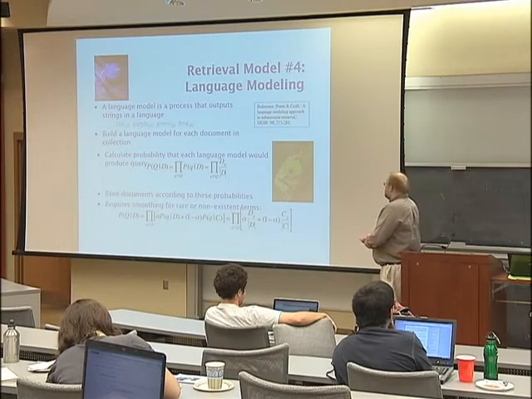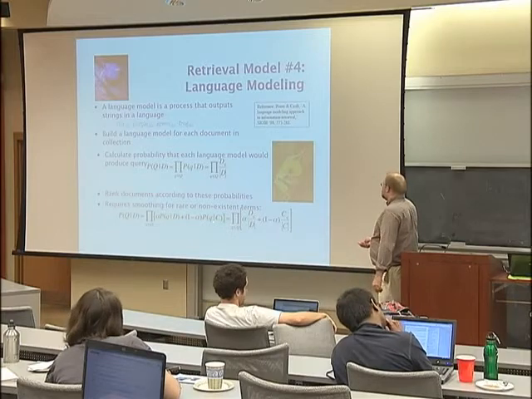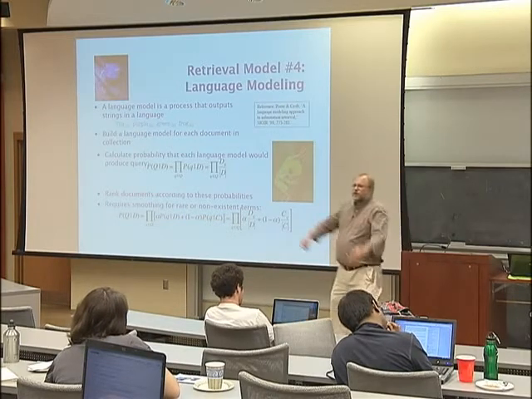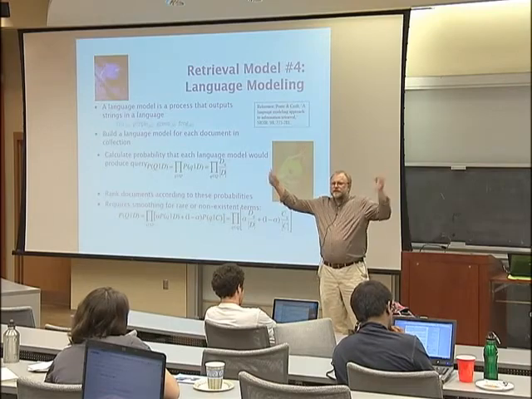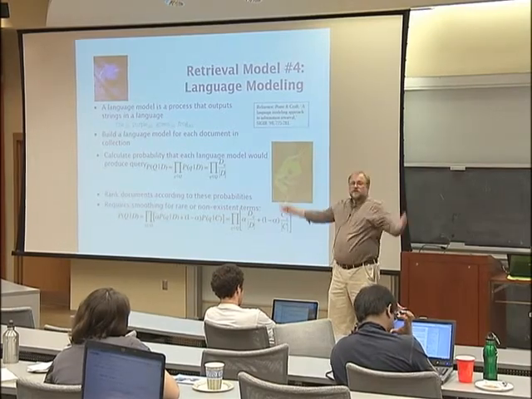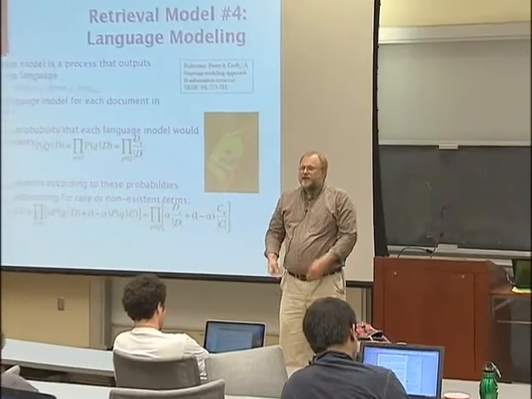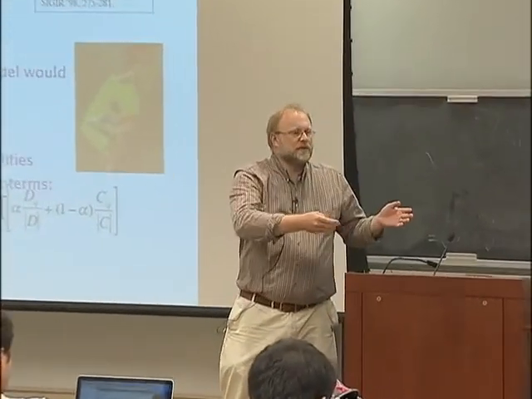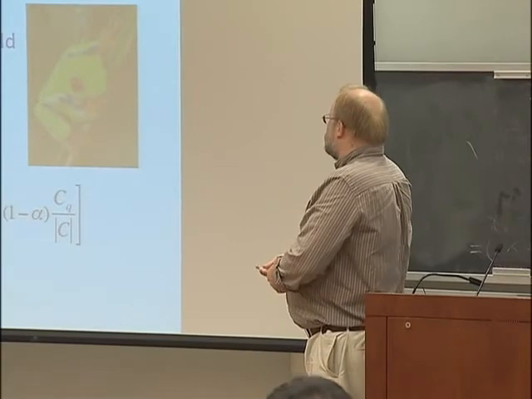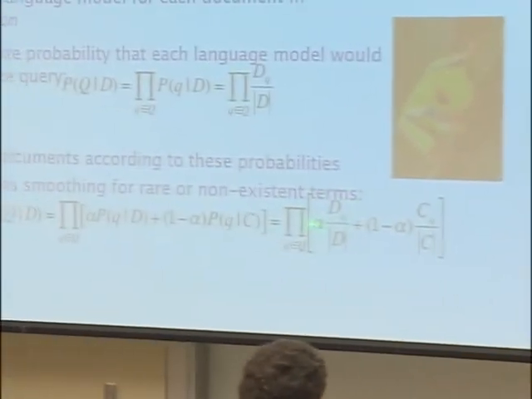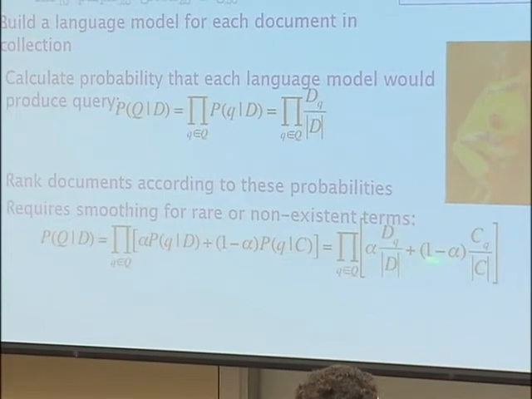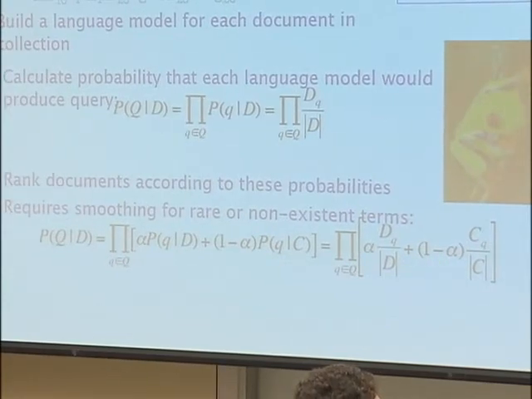So what people do is they smooth by taking an entire collection. So if you take your whole collection and you look at the probability that a language model based on the whole collection would generate the query, and you combine that with the probability that the document itself would generate the query. And basically the most common way is just to do linear interpolation. This is also called Jelinek-Mercer smoothing. You just take for a given term, you say, well, what's the frequency in the document? What's the frequency in the collection? You have a linear combination of those two. Okay.